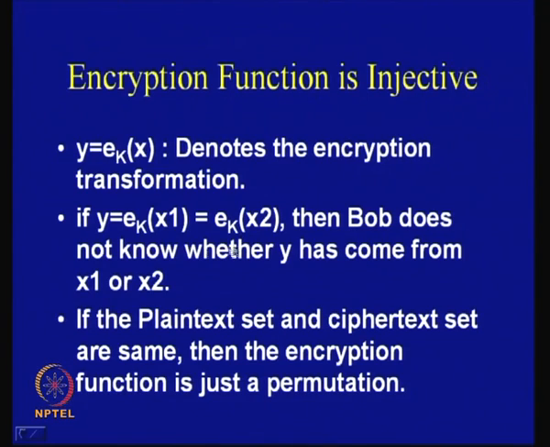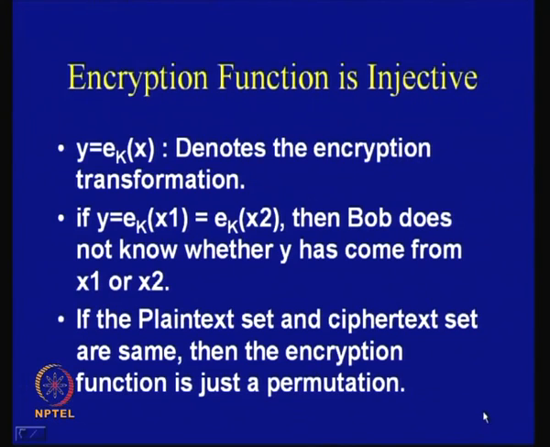So therefore these kinds of functions are not used. We need functions which are injective. Therefore, if the plain text set and the cipher text set are the same, for example, if you take alphabets in the plain text set and also the cipher text set is alphabets, then the encryption function is just a permutation. For example, the plain text set could be 0-1 strings and the cipher text set is also 0-1 strings, then the cipher text is nothing but a rearrangement of the 0-1 strings.